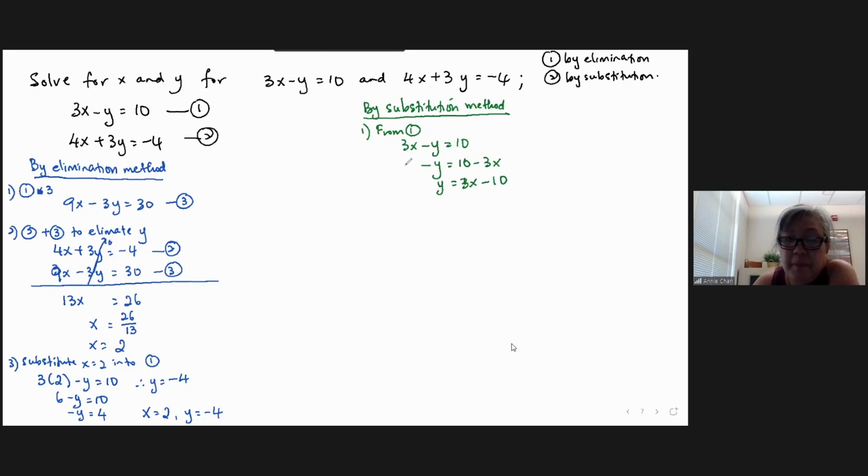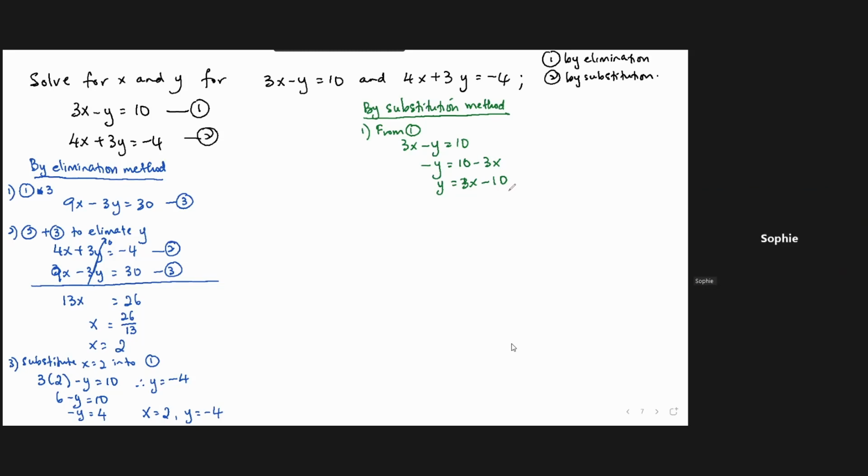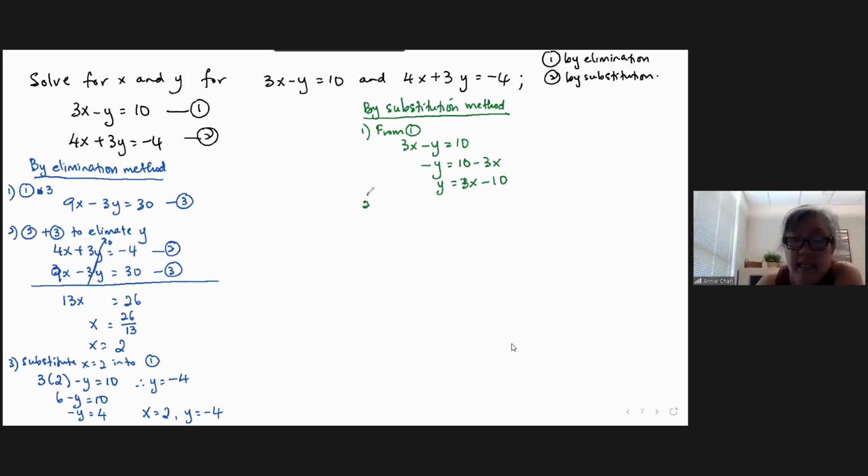Because I multiply negative on both sides. Then my y is going to be positive, my 10 is going to be negative, and my negative 3x is going to be positive. Do you see that? Yes. Okay. Then the second thing I'm going to do is substitute. I can say this is my equation 3, just so that it's easier. Substitute equation 3 into equation 2.